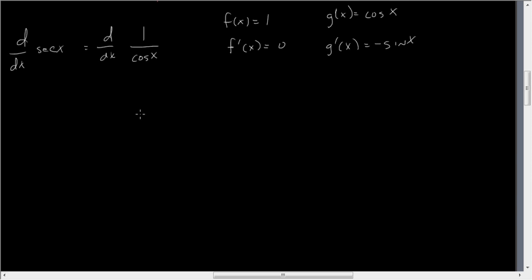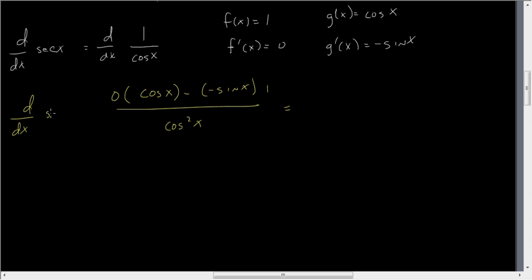The derivative of the top times the bottom minus the derivative of the bottom times the top, all over the bottom squared. Okay, so the derivative of secant of x is equal to this. 0 cancels out, and so that whole thing goes away. A negative and a negative is a positive, so we have sine of x over cosine squared x, which is the same as sine x over cosine x times 1 over cosine x.